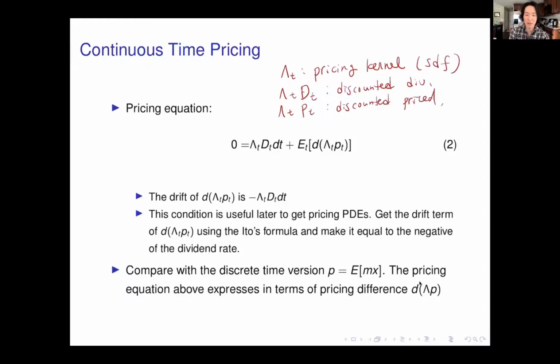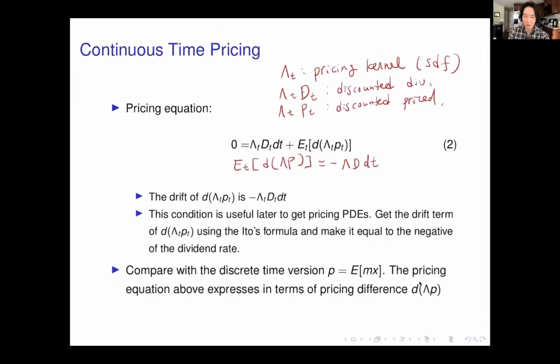So what it's basically saying is that if we arrange the terms a little bit, the conditional expectation on the infinitesimal change in this thing, that is the discounted price, and the drift of that term is going to be the negative of discounted dividends. So discounted price is going to drift at the same rate as the negative of the dividends. So if the stock is paying a lot of dividends, then the expected drift of the stock is going to be lower by that amount.